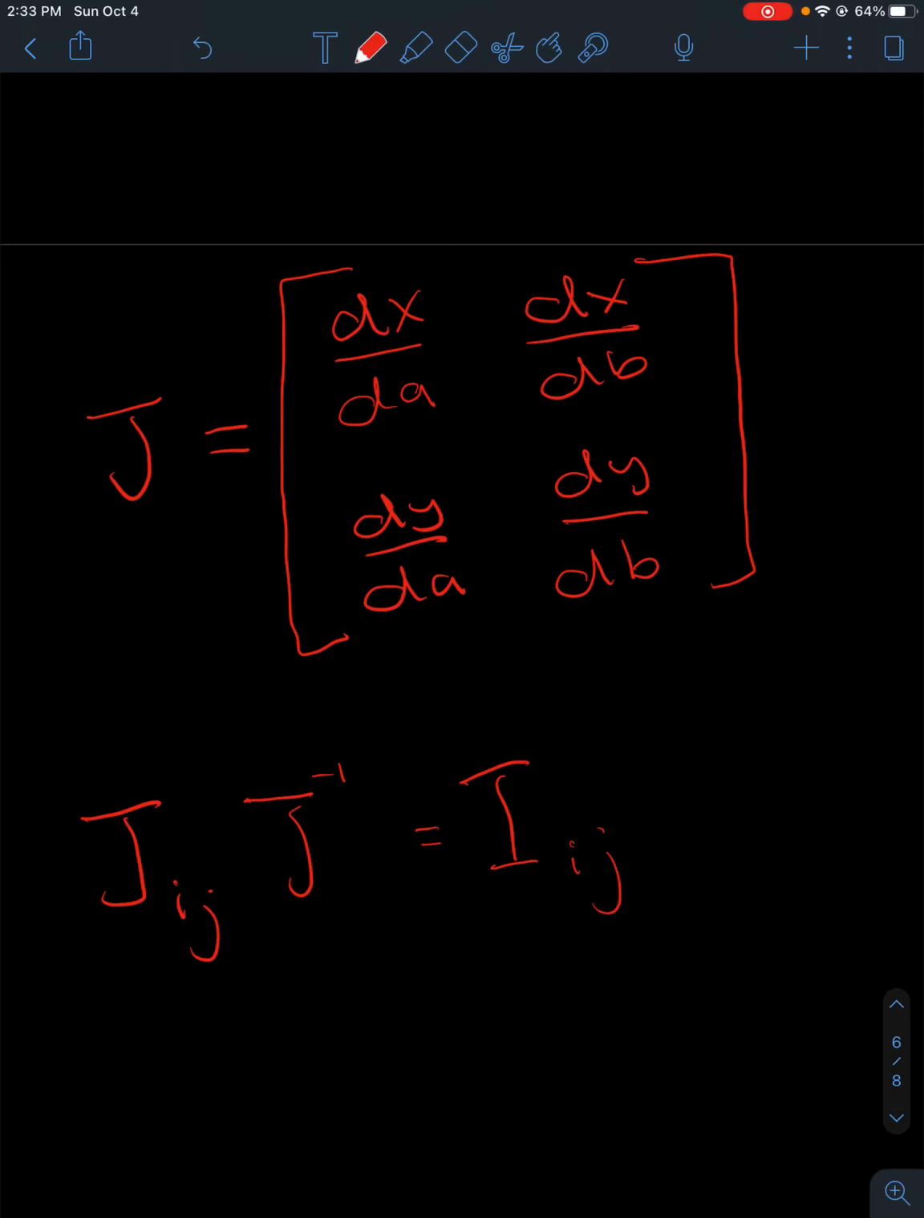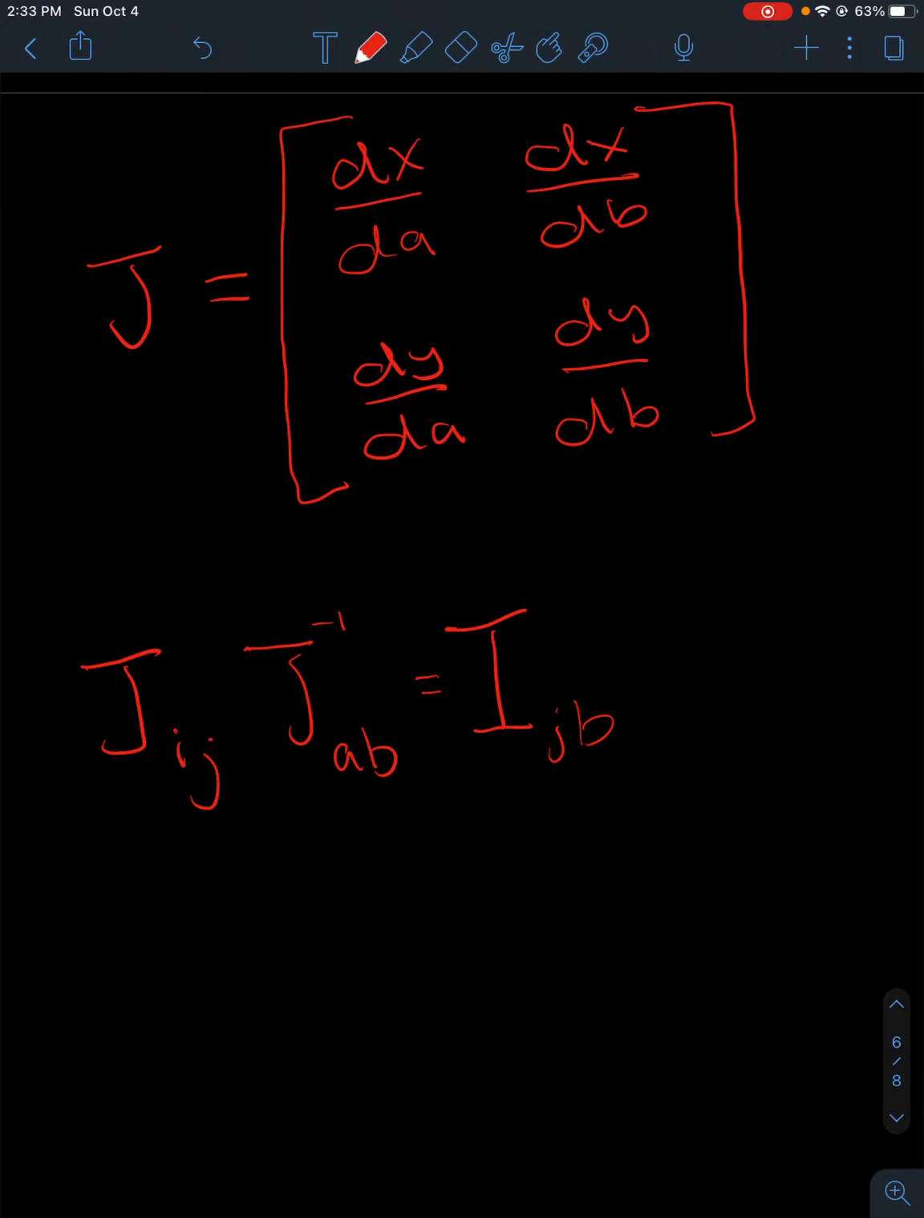This should be A, B indices instead. It should give us the Kronecker delta, which is just the component of the identity matrix. We can use JB, I think, for the component for that. Yes. Haven't done this in a long time, so it's a bit of review for me as well.